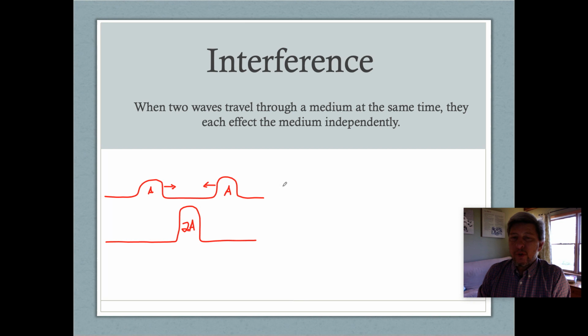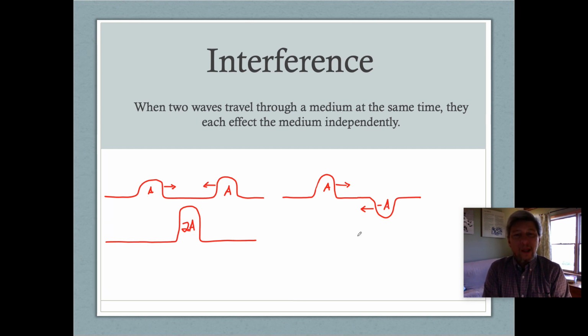Interestingly enough, you can do just the opposite as well. Let's say you've got a wave moving toward the right with an amplitude here, and another wave moving toward the left with an amplitude here. But notice this amplitude is on the opposite side of the equilibrium point. So if this is A, this would be negative A. Can you guess what's going to happen when these two come together?